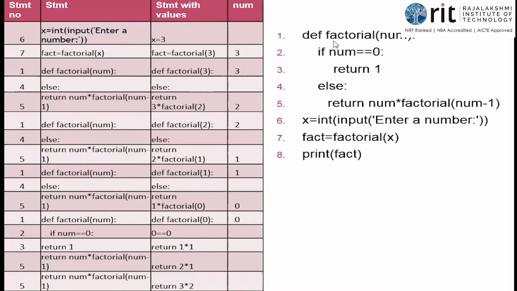So now you'll have to get into the second line. If num equal to 0. What is num? 0. 0 equal to 0. Satisfied. The condition is satisfied. So you'll have to get into line number 3. Return 1. Return 1. In the return 1, where does it return?